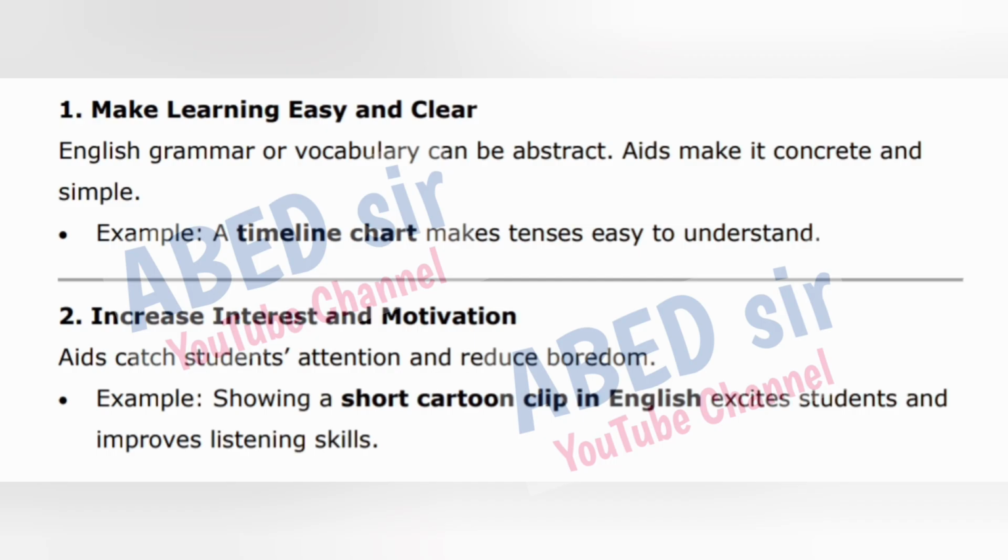1. Make learning easy and clear. English grammar or vocabulary can be abstract. Aids make it concrete and simple. Example: a timeline chart makes tenses easy to understand. 2. Increase interest and motivation. Aids catch students' attention and reduce boredom. Example: showing a short cartoon clip in English excites students and improves listening skills.